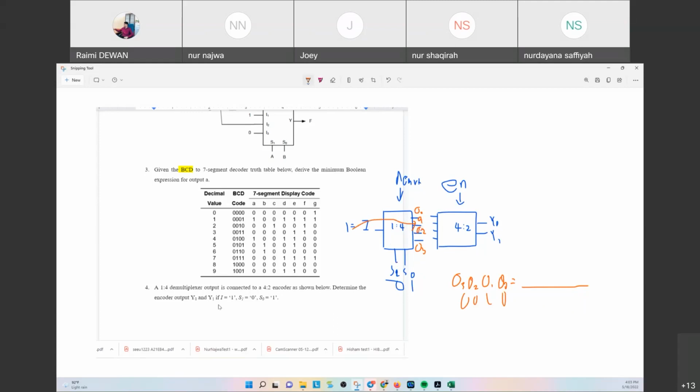Okay, and then you connect here. So it's 0, 1, 0, 0. Okay. So now what is the answer if this is 0, 1, 0, 0? So what is your Y0 and Y1? Encoder. Okay, what is the Y0 and Y1?